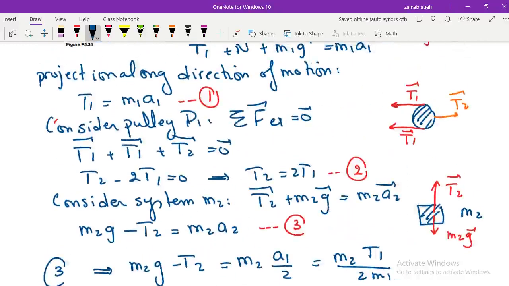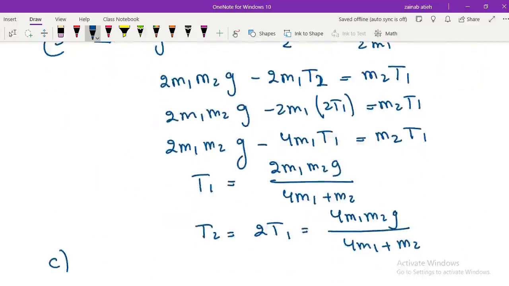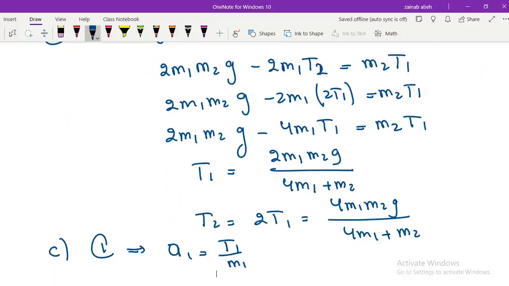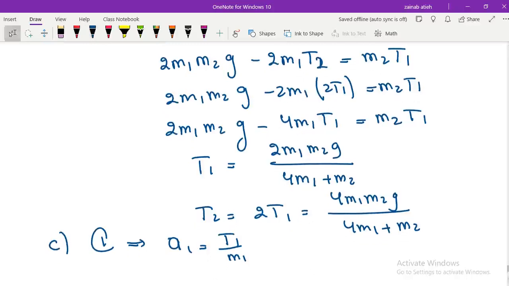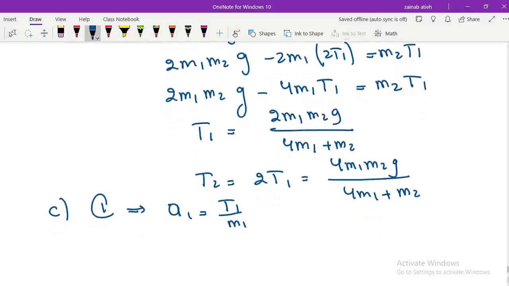أنا بدي أجيب ال A1. ال A1 it's equal to T1 over M1. Let me use this one. So using equation 1 we get that A1 is equal to T1 over M1. وأنا مع T1 I will only divide by M1. So I will get A1 equals 2 M2 G over 4 M1 plus M2.